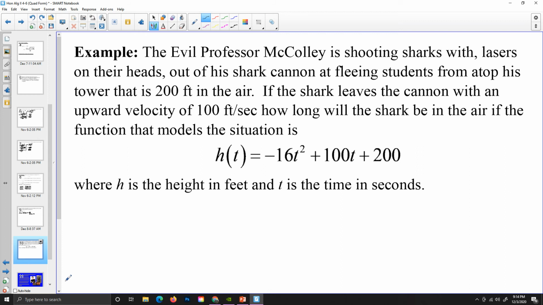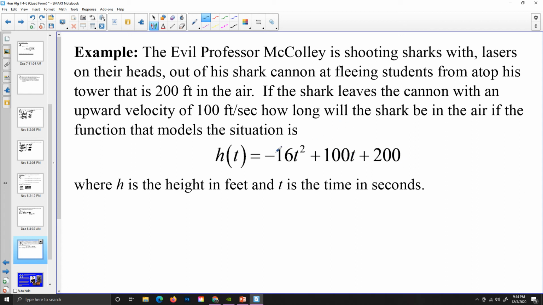Finally, let's talk about this. The evil Professor McCulley is shooting sharks with lasers on their heads out of a shark cannon at fleeing students from atop his tower that is 200 feet in the air. If the shark leaves the cannon with an upward velocity of 100 feet per second, how long will the shark be in the air if the function that models the situation is h of t equals negative 16t squared plus 100t plus 200, where h is the height in feet and t is the time in seconds?